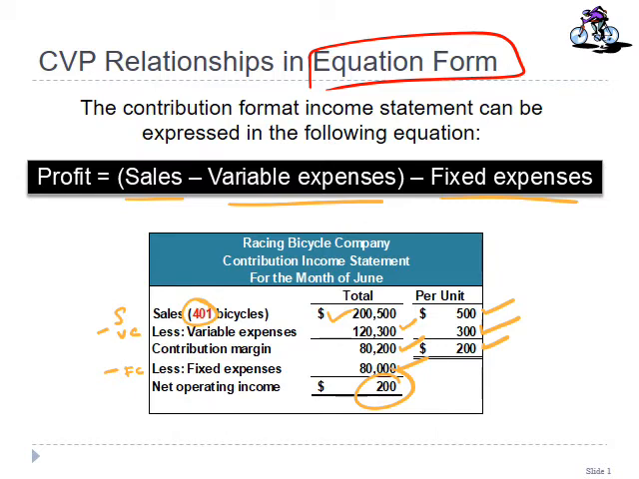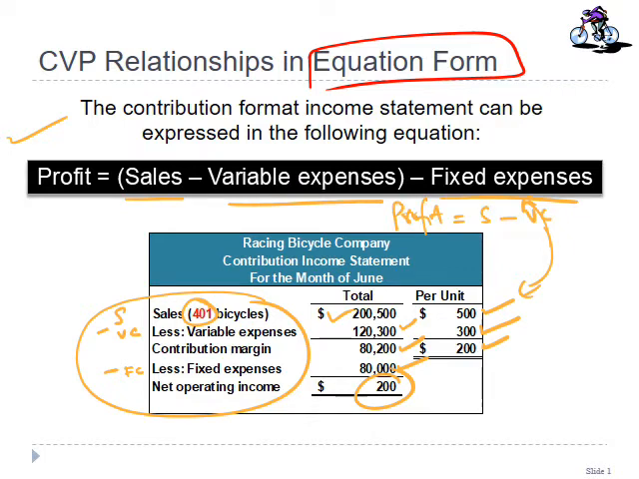So all these parts, part one, we talk about the equation form. Part two is the formula form, which we talk about in our coming slides. So the crux of this slide is that in order to understand the relationship, we can also write down this format into an equation, which is profit is equal to sales minus variable cost minus fixed cost. Let's move forward.